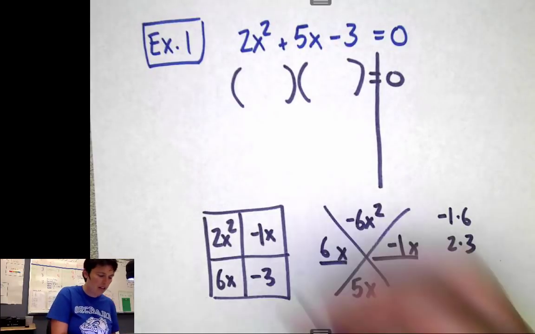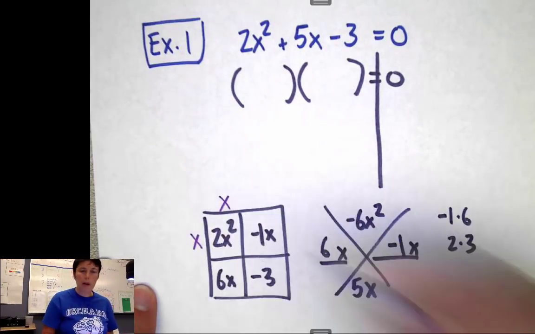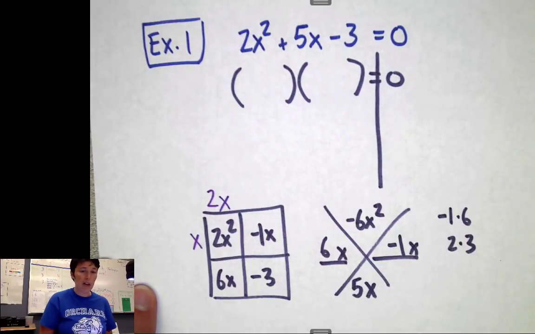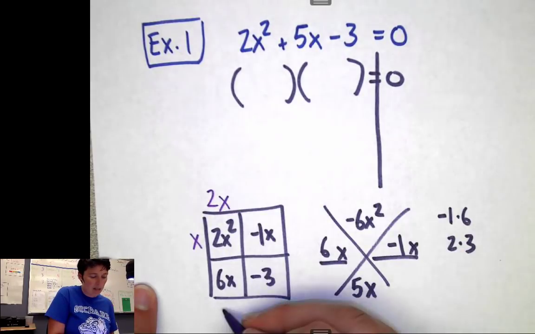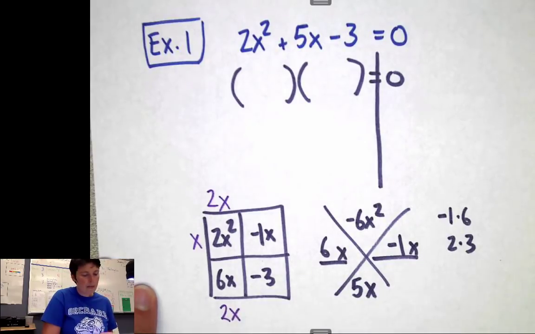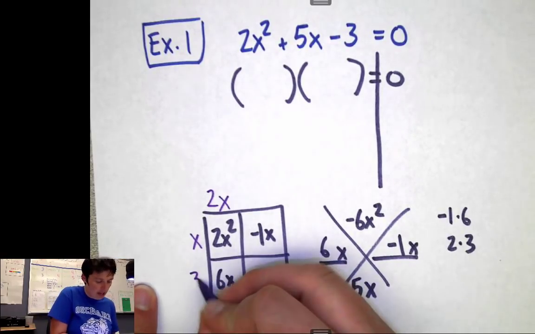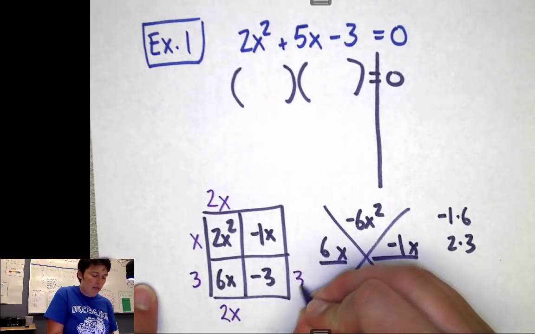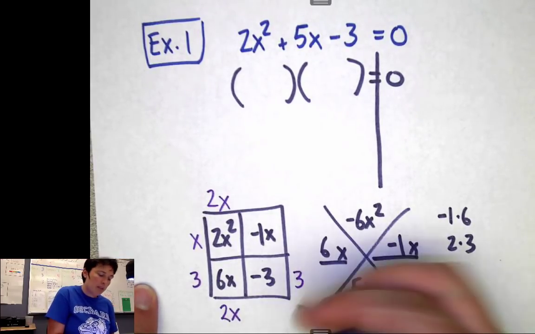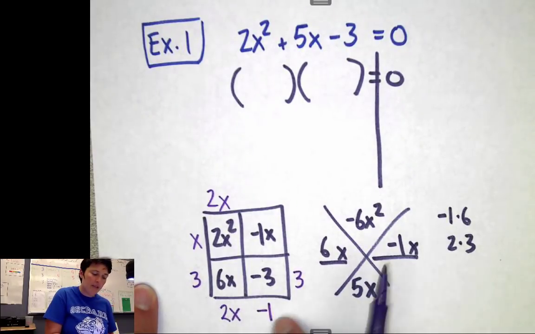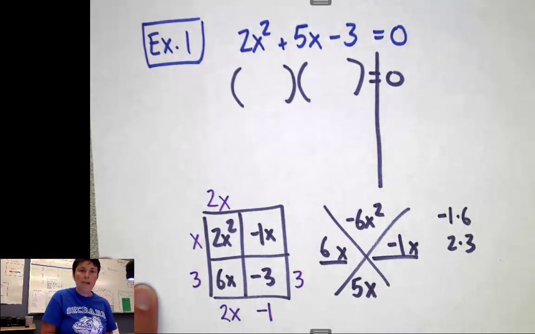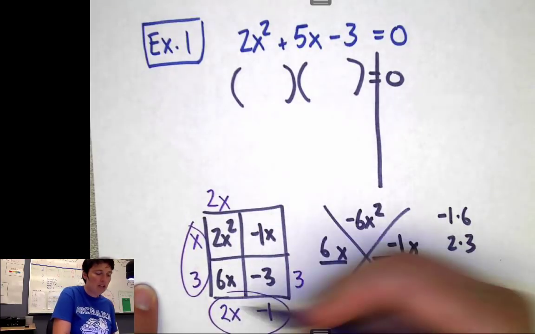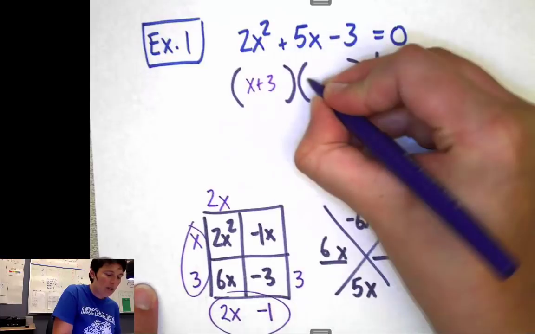Here's what I'm going to do for the rectangle. x times x is x squared, but I need a 2x squared. So I'm going to put a 2 here to make that work. I'm going to copy the 2x to the bottom. I'm going to take the 2x and times it by 3, because 3 times 2 is 6. And then I'm going to copy the 3 over to this side. And I'm going to multiply that by negative 1, because negative 1 times 3 is a negative 3. And I've now got my two parentheses, my length times my width. It's x plus 3, and it's 2x minus 1.